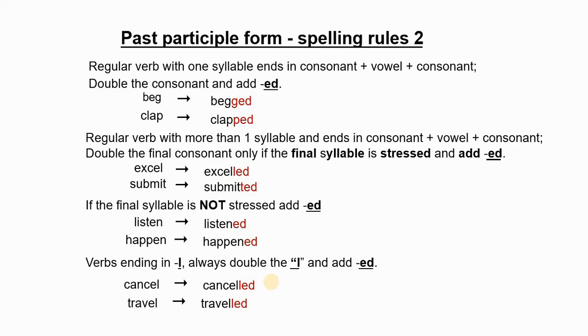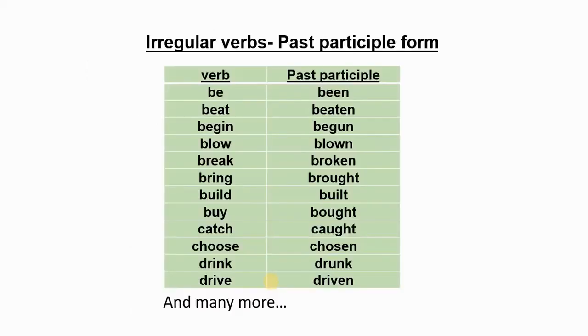Now, let's move on to irregular verbs. Irregular verbs past participle form. So, here is a list of a few common irregular verbs. I have been, I have beaten, I have begun, I have blown, I have broken, I have brought, I have built, I have bought, I have got, I have chosen, I have drunk, I have driven, and many more.